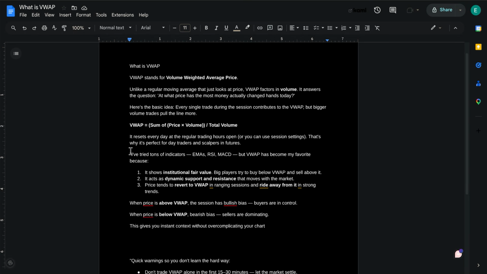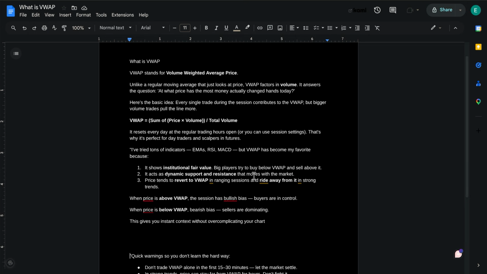Me personally, I've tried tons of indicators including EMAs, RSI, MACD, but VWAP has become my favorite because it shows institutional fair value, where big players try to buy below VWAP and sell above it. It also acts as dynamic support and resistance that moves with the market, and price tends to revert to VWAP in ranging sessions and ride away from it in strong trends.